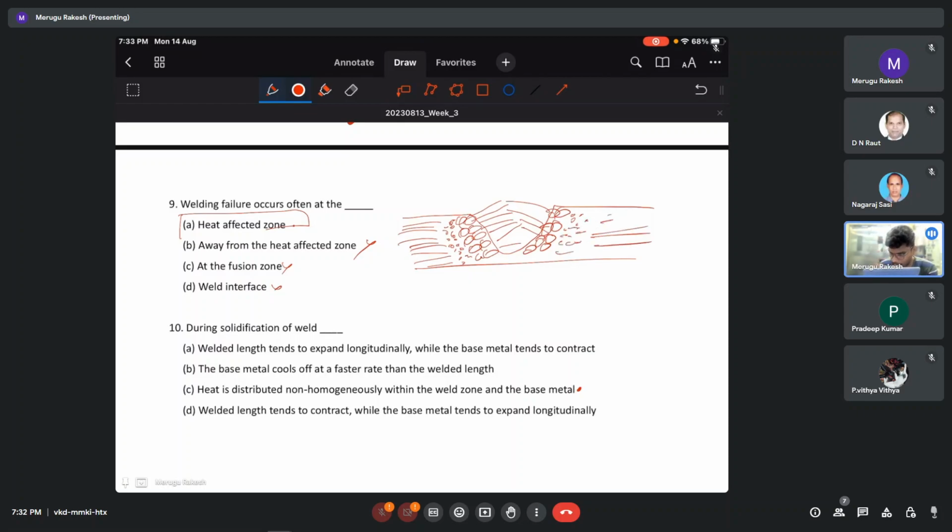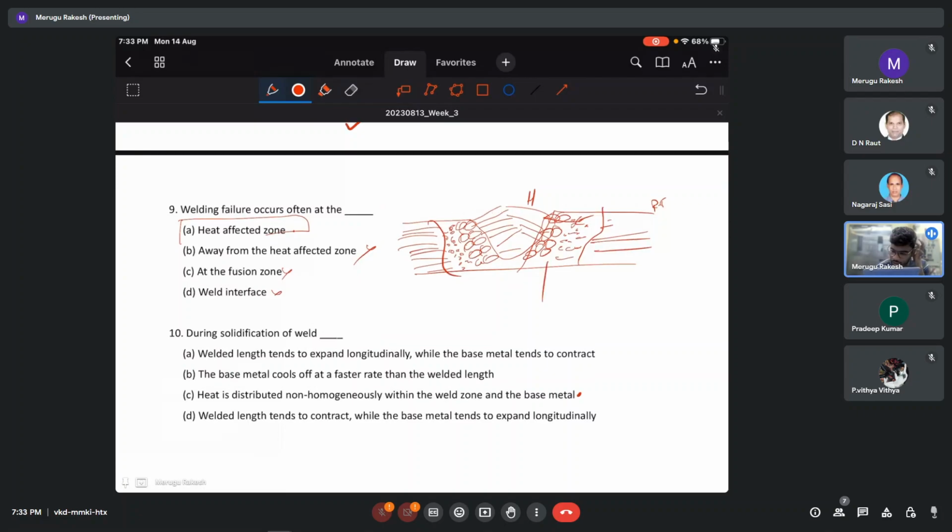Okay. So here we have the heat source, and here we have the room temperature. This interface is, say, quenched, which is why there are finer grains. When this is exposed to the heat source, there are coarser grains, because there is time for them to grow. Then this portion is the heat affected zone, and here we have a mismatch of mechanical properties. Hence, there is always a chance that failure occurs at the heat affected zone.